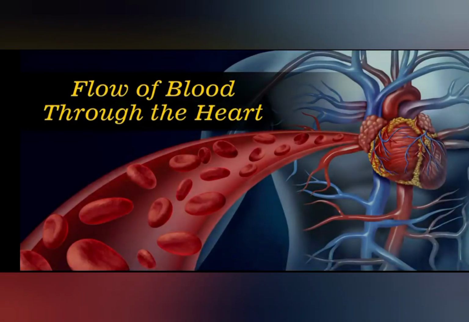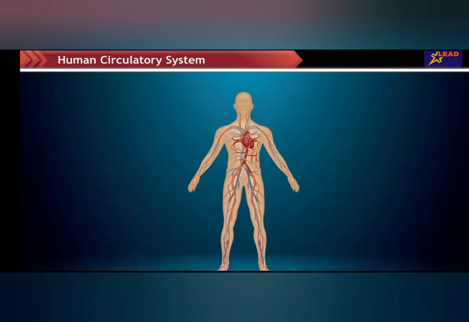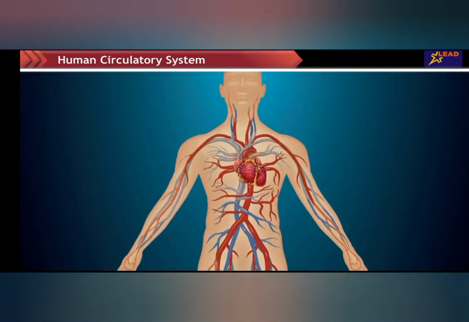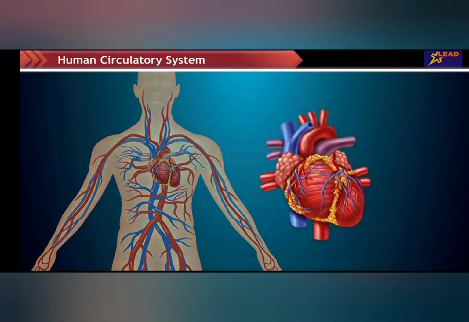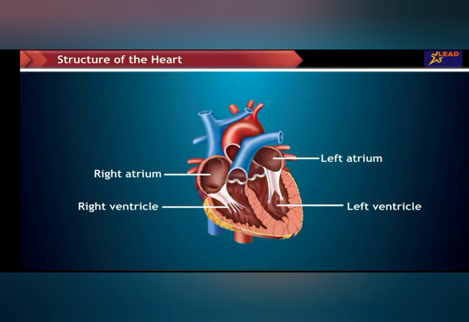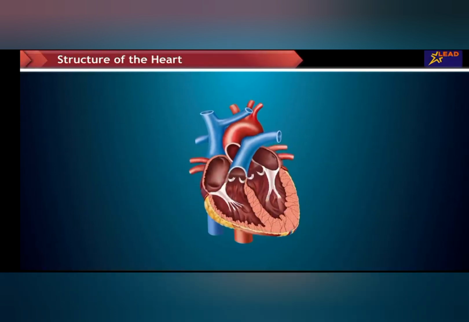Flow of blood through the heart. The human circulatory system consists of a network of blood vessels that circulate blood throughout the body and the heart, an efficient pump that controls the circulation of blood. The heart has 4 chambers and has valves, which act like doors between these chambers.